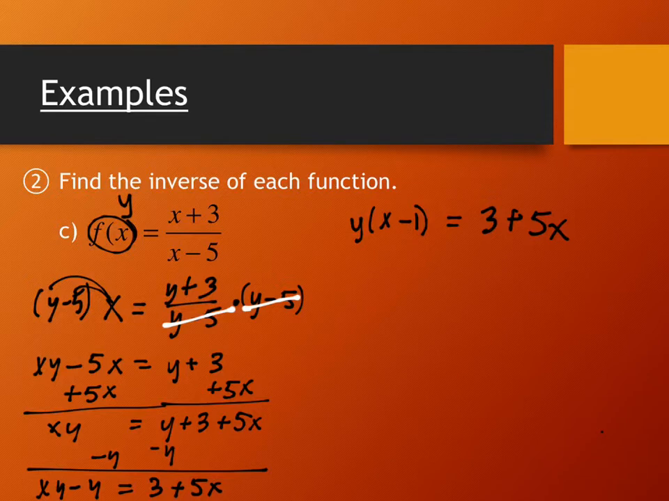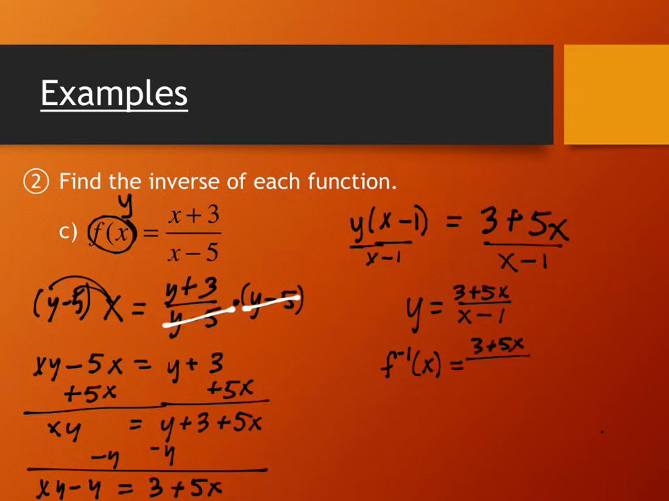I've got things that don't have y equals all the stuff that doesn't have y. And these two pieces are multiplied, right? So how do I get rid of the piece that's multiplied by y? You divide, right? So I'm going to divide by x minus 1. So y is actually equal to 3 plus 5x over x minus 1. And what's the last step? Write the f inverse, you're right. So f inverse of x equals 3 plus 5x over x minus 1.